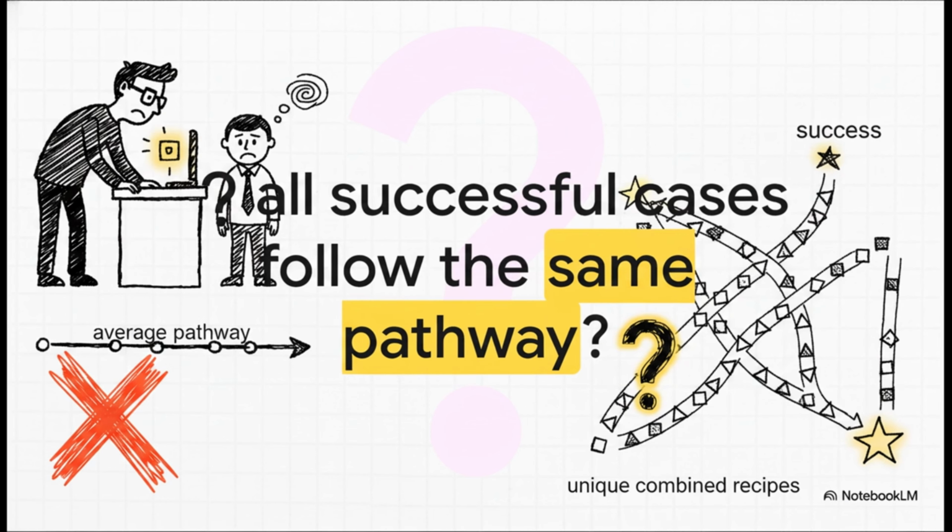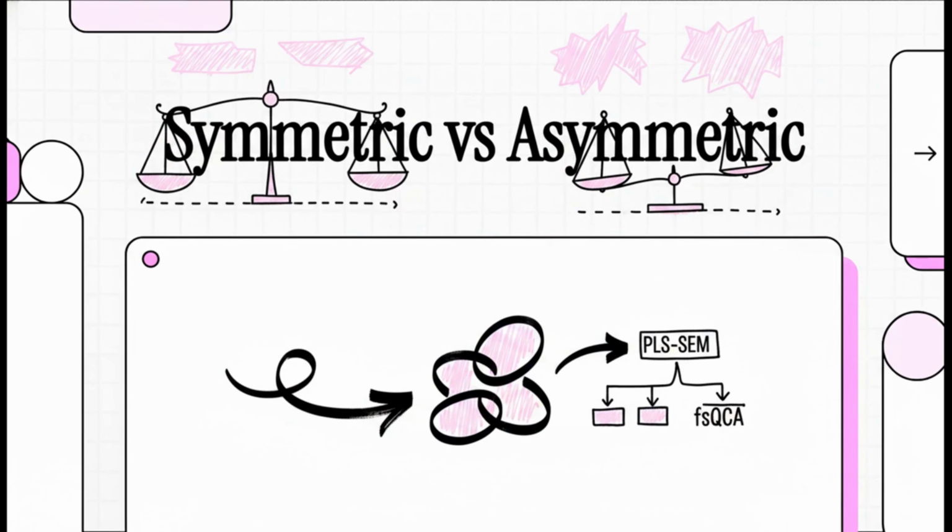The student just freezes. Complete confusion. Because, well, the supervisor is totally right. The model shows an average effect across the entire dataset, but it completely misses the unique, combined recipes that might lead individual, specific cases to success. So let's dive into symmetric versus asymmetric thinking and why researchers combine PLS-SEM and fsQCA.